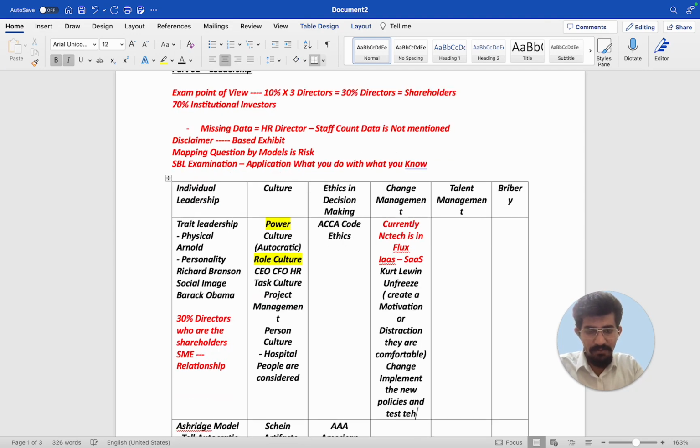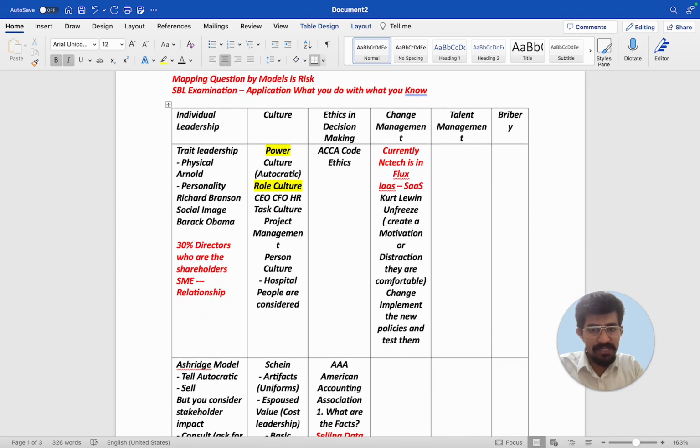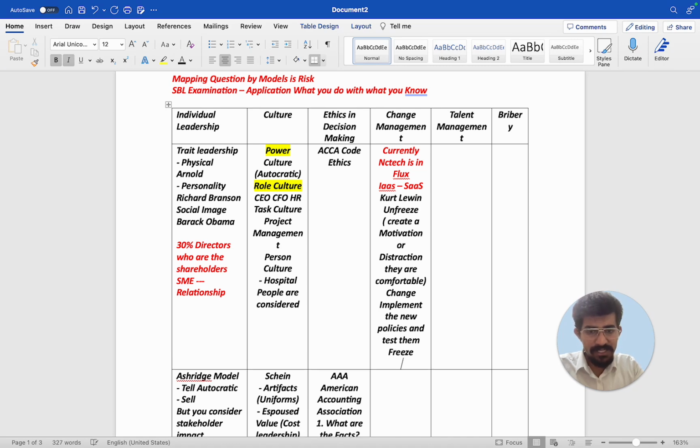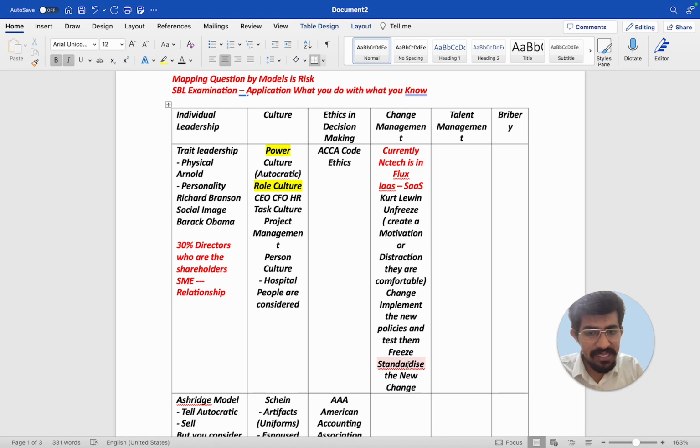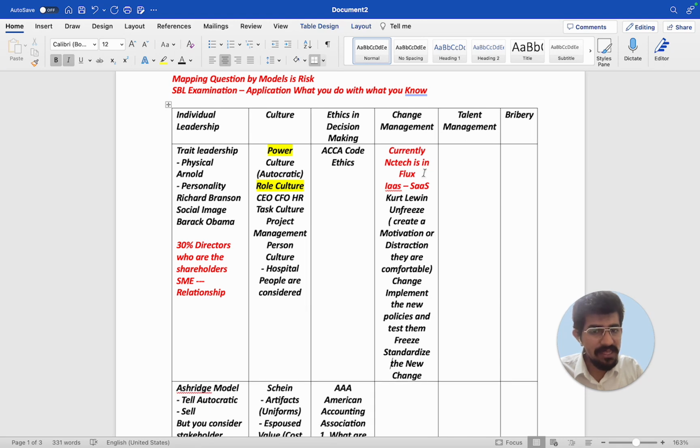That is very, very important. Feedback is important. After you go for the change, the last one is going to be freeze. That means standardize the new change. So students, this is what is known as the change management principle. I believe this is very clear for you all, students. Again, please be careful: everything depends on the exhibit. But understand these verbs.